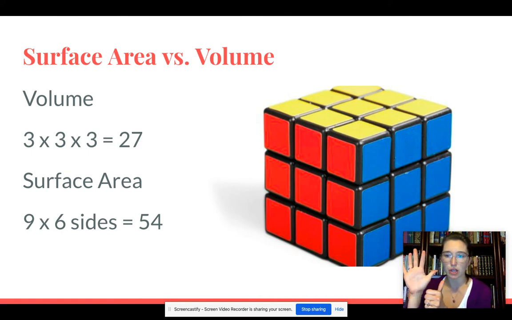So for a cube, I have 6 sides. So if there are 9 squares for each side and there are 6 sides, that means that there must be 54 flat squares that I would need to cover this Rubik's Cube.